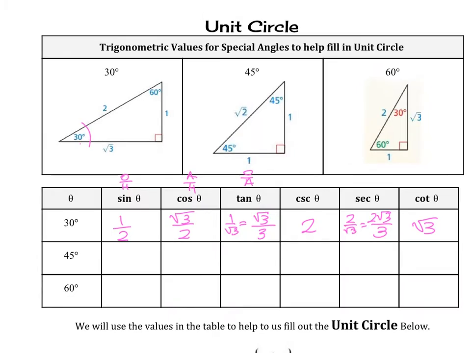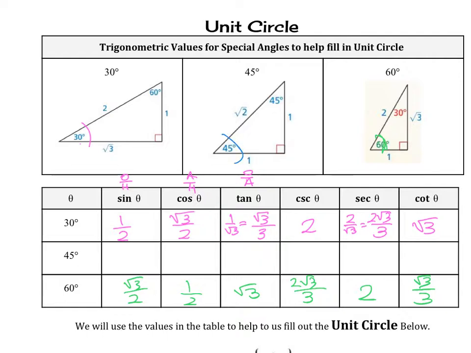Let's look at 60 degrees, just to fill that out. So 60 degrees right here. Opposite, it's going to be root 3 over 2. Cosine is 1 over 2. And then tangent is square root of 3. Cosecant is the reciprocal, and so that is going to be 2 root 3 over 3. Secant is a reciprocal, so that is 2. And then we have the cotangent, which is going to be root 3 over 3.